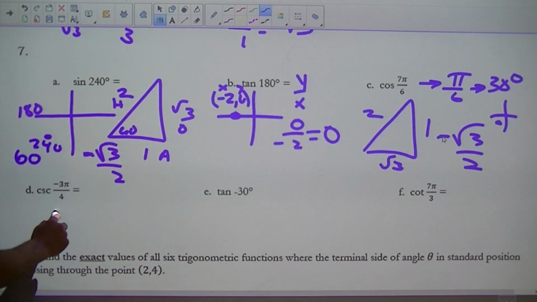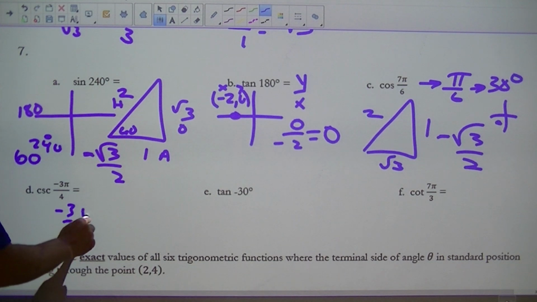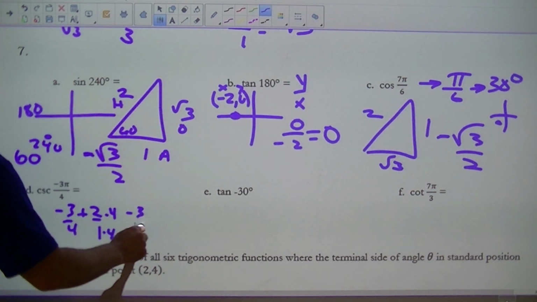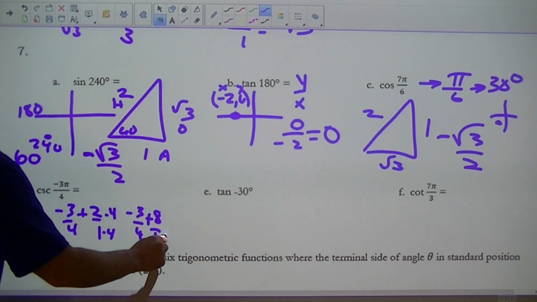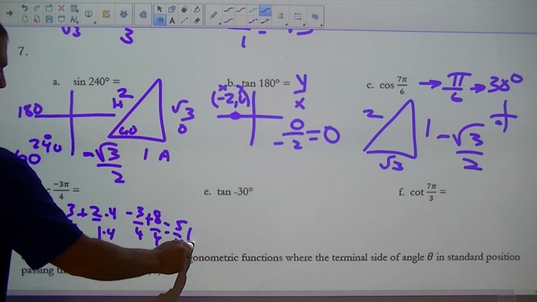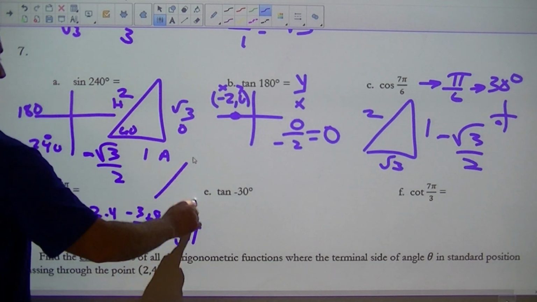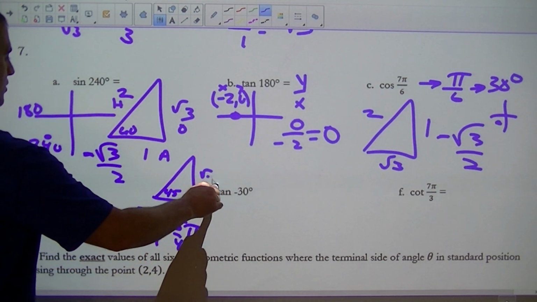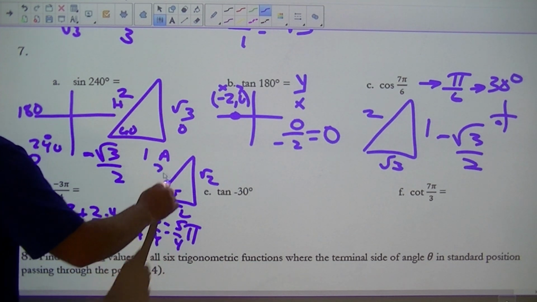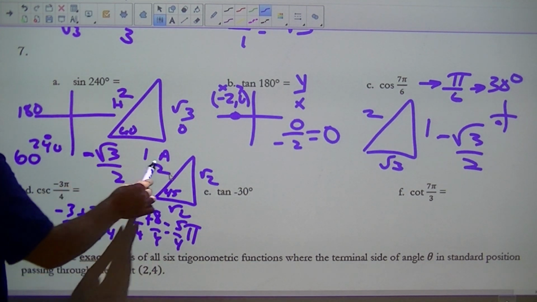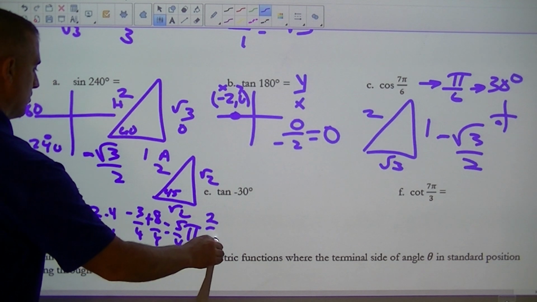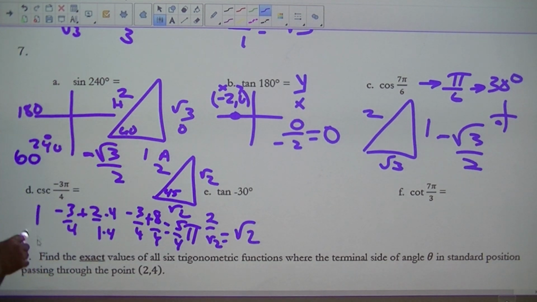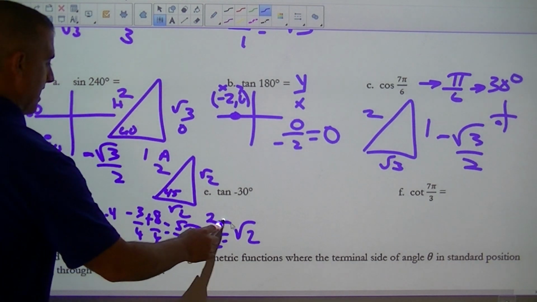Negative 3/4 pi. What I would have to do is add 2 to that, get a common denominator, so that's negative 3/4 plus 8/4, which is 5/4 pi. That would create this triangle, the 45-degree one. So that's square root of 2, square root of 2, 2. They want me to do cosecant. That would be 2 over the square root of 2, which would just be square root of 2. 5/4, I'm down in this quadrant, so that would also be negative.